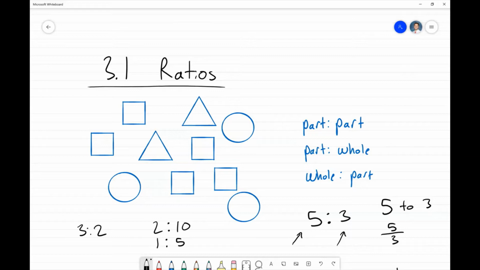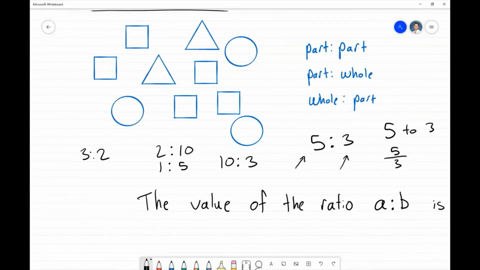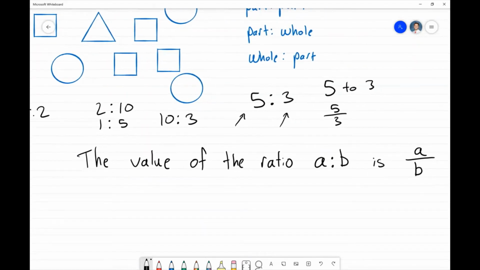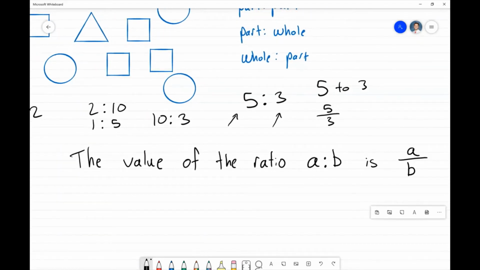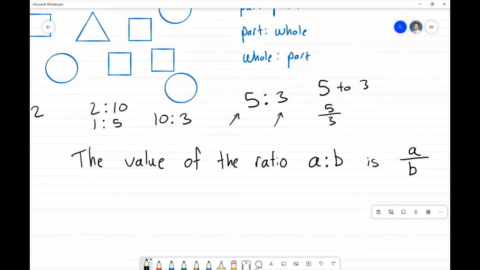Now, we could also do whole to part, which would just be changing that order there. So for example, the ratio of shapes to circles, we have 10 shapes and 3 circles. So that's how we write our ratios. Now, we can write the value of the ratio as a fraction. So the value of the ratio A to B is A over B, right? So like in that example where we were looking at the triangles to the total number of shapes, we said it was 1 to 5. So the value of that ratio is just written as 1/5.